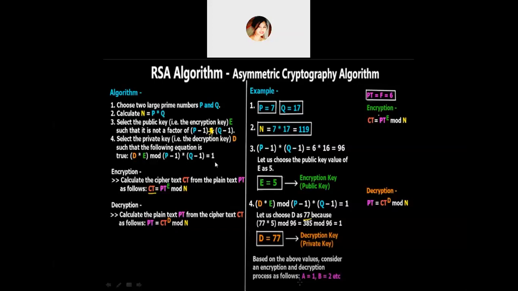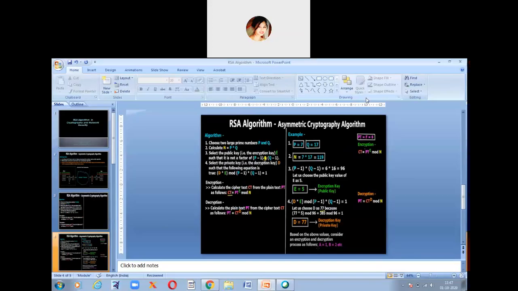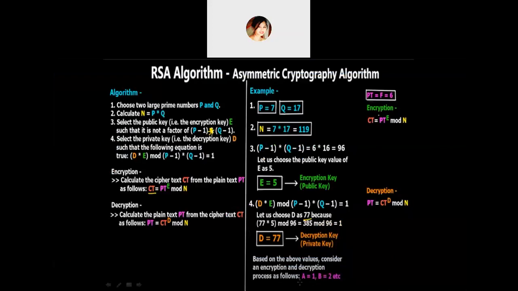Okay, this also I have already calculated, so I'm using it as 77. So let us choose D as 77 because 77 into 5 mod 96 gives 1. That is, the condition is such that when you take these values and use the mod operation on it, it has to give the value of 1. That is, the remainder has to give you 1. Remember, I took one example, 34 divided by 11 gives the remainder 1, right?